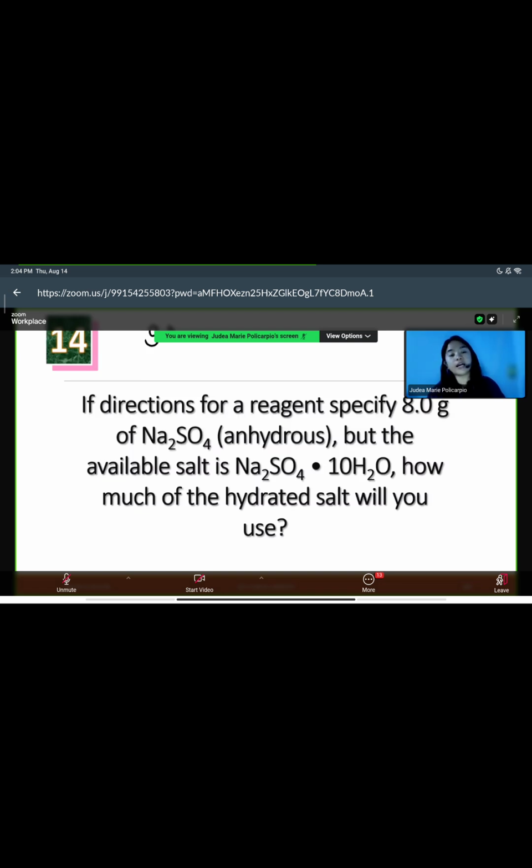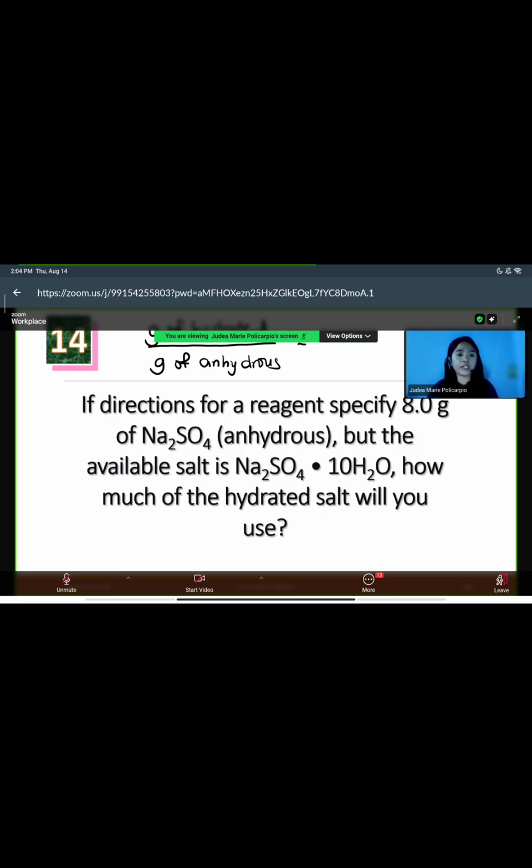Grams ng hydrated, i-divide lang daw natin dun sa grams ng anhydrous. So, i-ratio lang natin siya, no? With the grams of the anhydrous. Tapos, ipo-proportion. So, equal lang. So, dito ni-ratio natin, no?